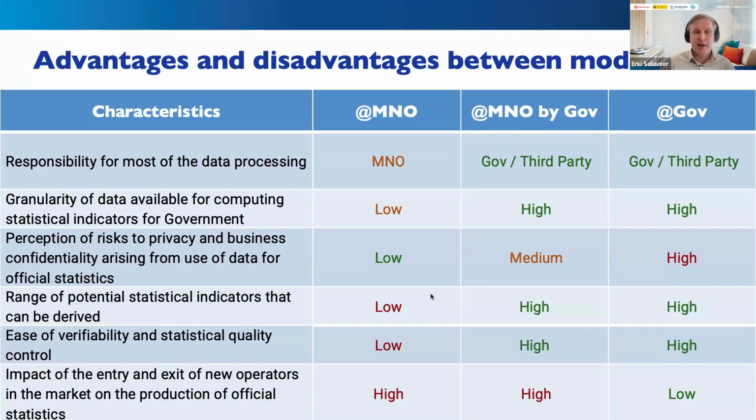So the range of potential statistical indicators that can be derived, again, usually increases the more the government has access. The ease of verifiability and statistical quality control, again, when the government has access, it's much higher. And as already said, the impact of the entry and exit of new operators is managed in the long run when the government has access. But each country is different. Each MPD project is unique. So this is giving you just a framework to discuss these things within your country.